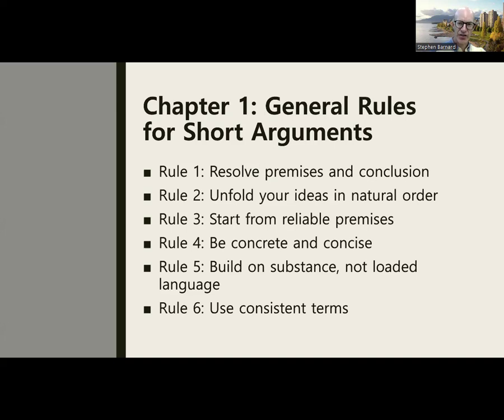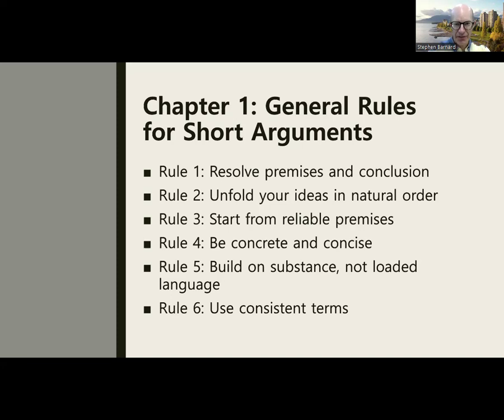So these 6 general rules for short arguments were introduced in the textbook. We have rule number 1, resolve premises and conclusion. Rule number 2, unfold your ideas in natural order. Rule number 3, start from reliable premises. Rule number 4, be concrete and concise. Rule number 5, build on substance and not loaded language. And rule number 6, use consistent terms. I think these 6 rules are very important for you when you make your own arguments.